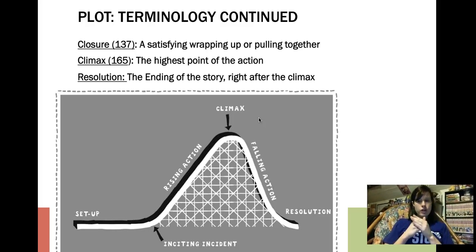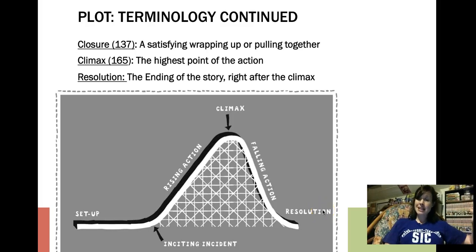The closure of a story is kind of a wrapping up or pulling together of all the events. And it's very much similar to the resolution, which is the end of the story that happens right after the climax. The climax is the highest point of action. So when we look at a story, we often think of it as sort of a roller coaster, where we have the start, the setup, we have the inciting incident or the main conflict that happens, then we have the rising action that leads up to the climax, and then the falling action and resolution.